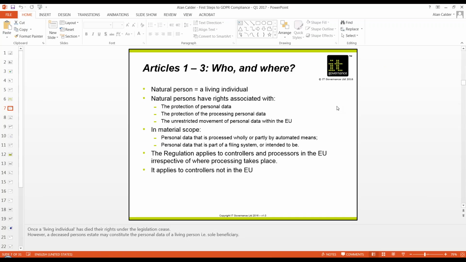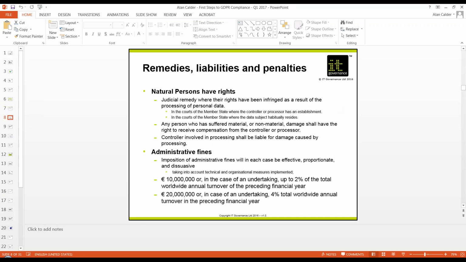One big change is that the regulation applies to any organization processing data inside the European Union. So if I'm an American company and I'm supplying services into the European Union, whether I'm charging for them or not, then I have to comply with GDPR. I could be a citizen of any country in the world, and if I'm inside the European Union and somebody collects my data, I'm going to be protected by GDPR. So it applies to controllers both in the European Union and those not in the European Union, and by definition it will apply to processors anywhere in the world.